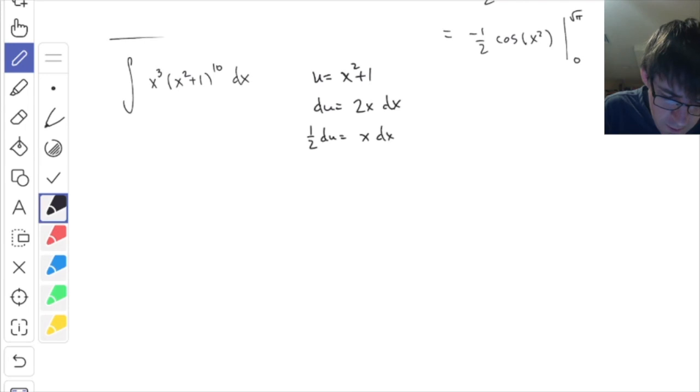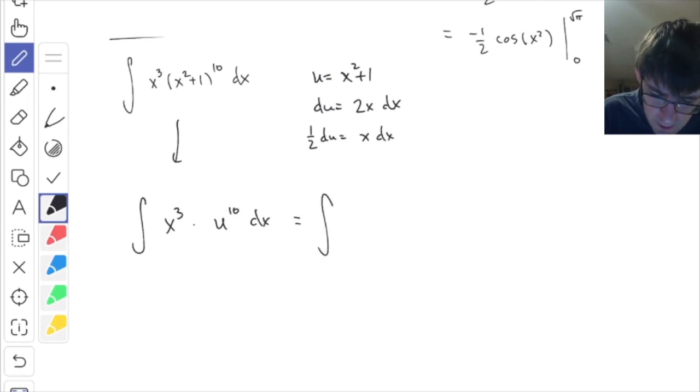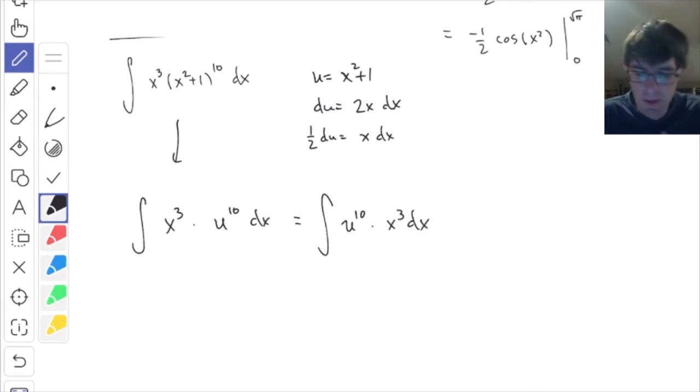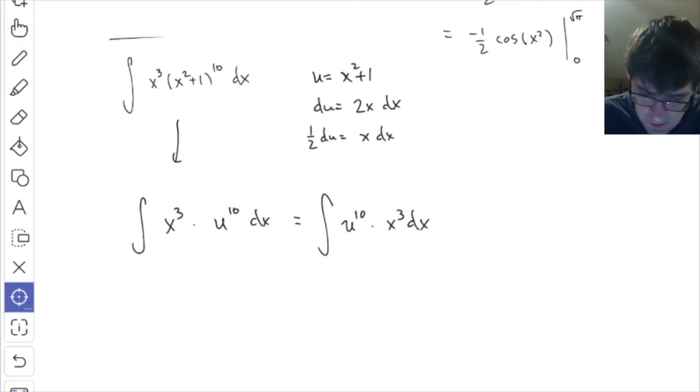So when I do this substitution, or when I start plugging in, I have x cubed times u to the 10 dx. You can slide things around like I usually do: u to the 10 times x cubed dx. And now is when you got to think about some fancy tricks here. Did anybody work this out? How do you handle x cubed there? It does not match with the du, which would be just 1x there.